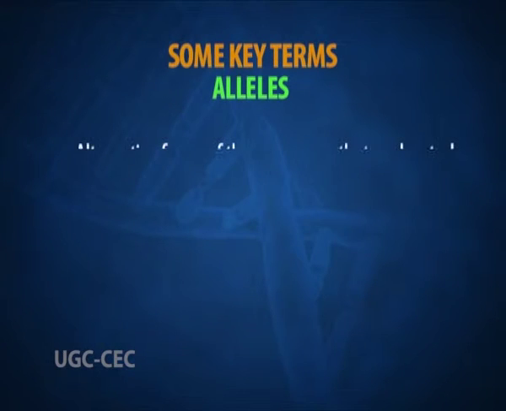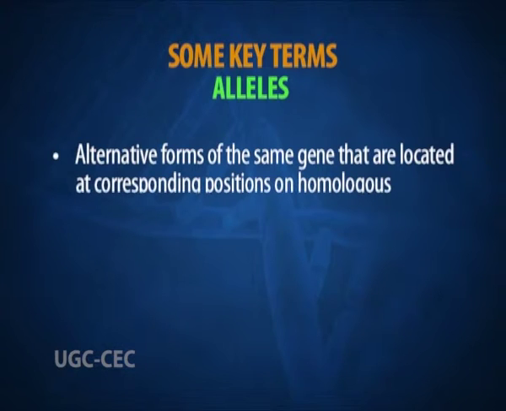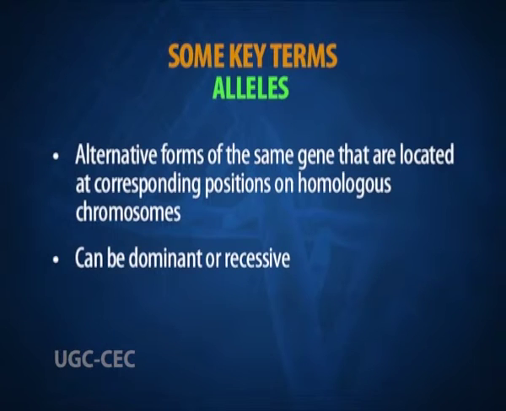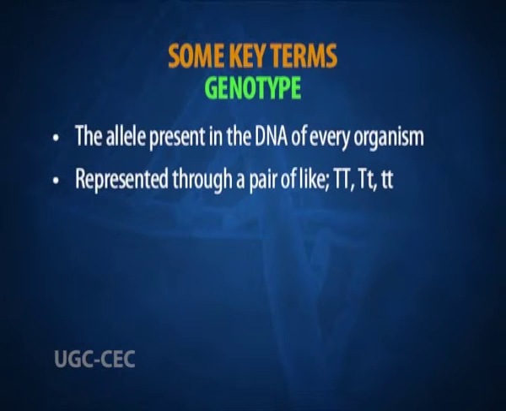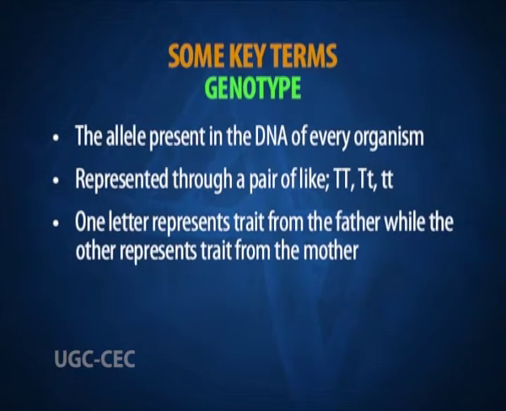Alleles are alternative forms of the same gene that are located at corresponding positions on homologous chromosomes. Alleles can be dominant or recessive. Genotype is the allele present in the DNA of every organism. A pair of letters is used to represent a genotype, like capital T capital T, capital T small t, and small t small t. There are always two letters in a genotype because one trait comes from the father and another comes from the mother.